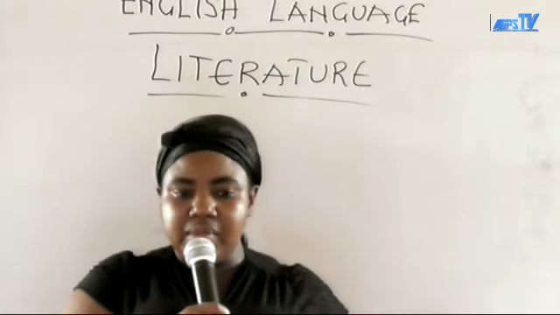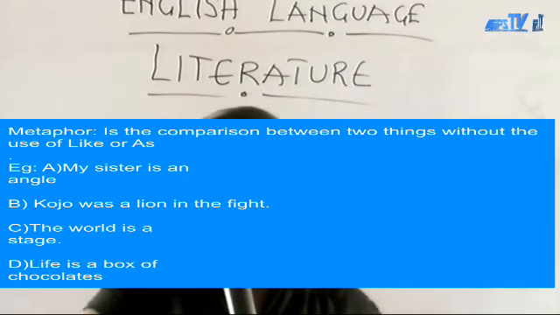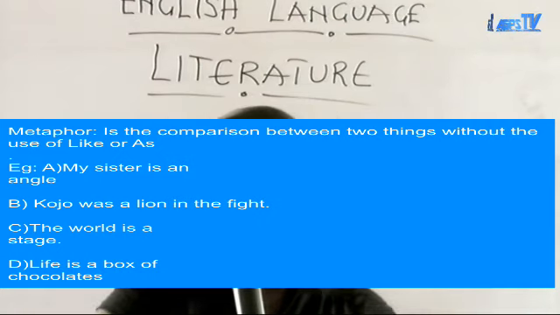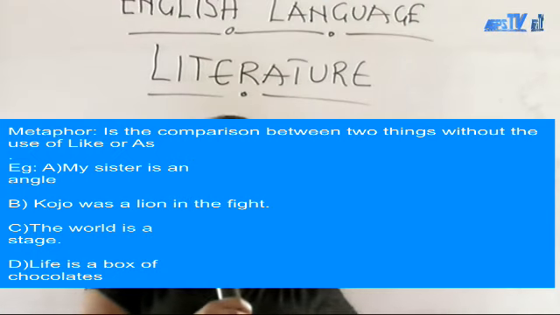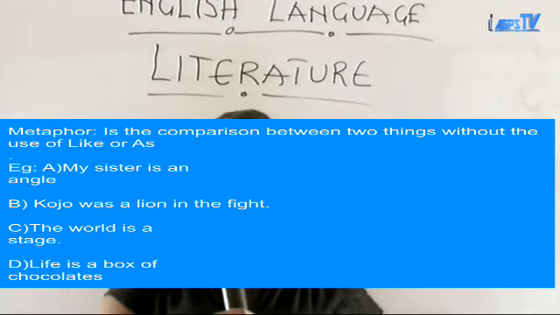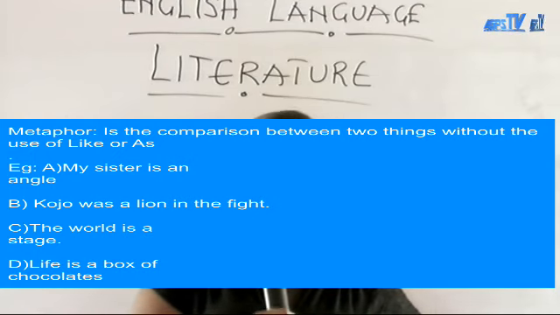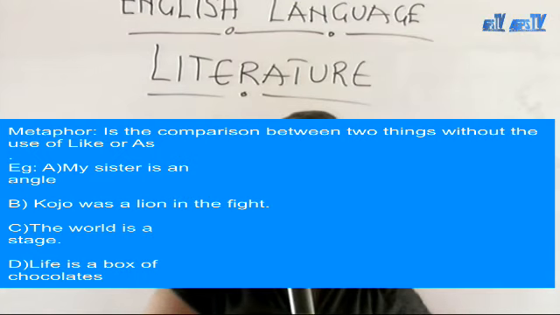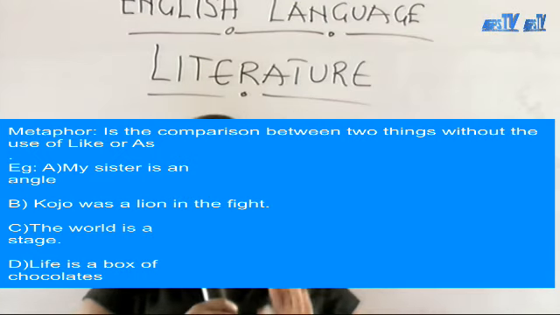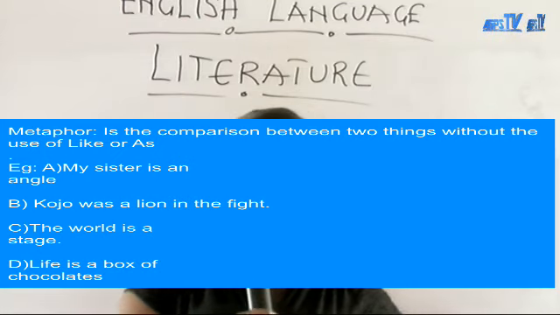What is a metaphor? A metaphor is the comparison between two things without the use of like or as, as is being displayed on the screen. That is when you are comparing two things without bringing in as or like. So we will first take our first example.